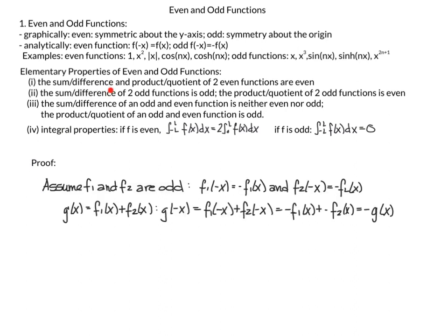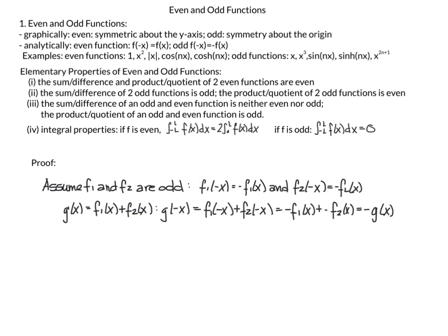I am going to do proofs for two odd functions. The two even and odd follow similar patterns. So I'm going to assume f1 and f2 are odd. So in other words, f1 of negative x is equal to negative f1 of x, and f2 of negative x is equal to negative f2 of x. And then I want to see what happens when I take the sum of these two odd functions. So I'm going to let g of x equal the sum of f1 and f2.